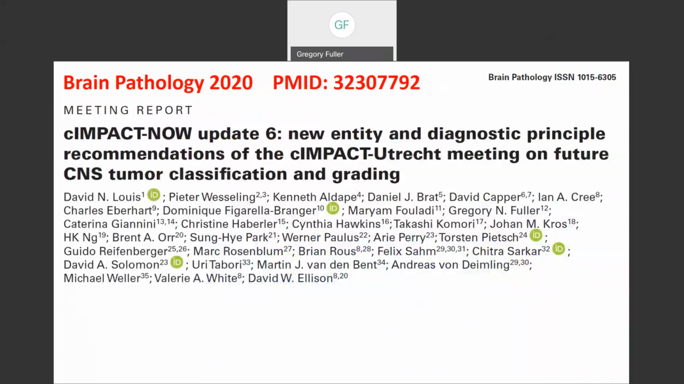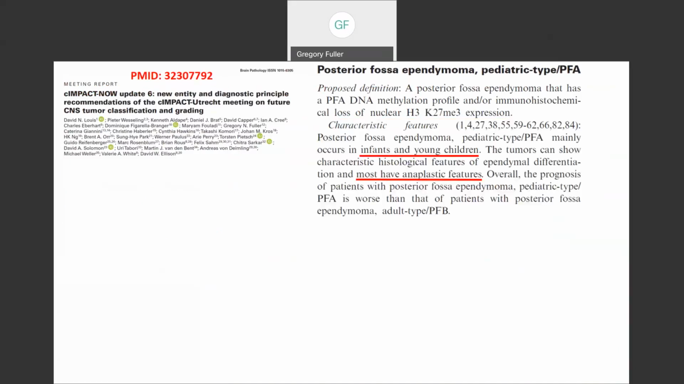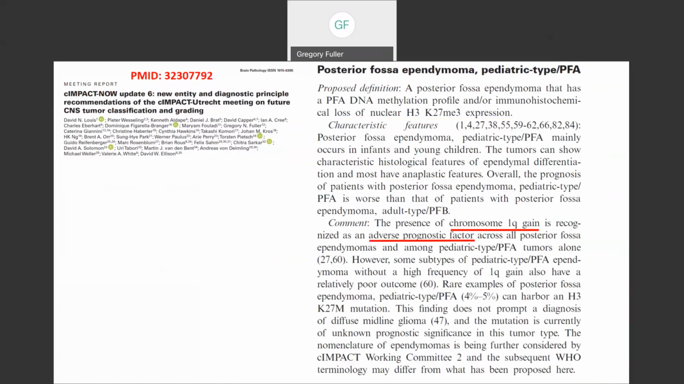All right, and here it is, cIMPACT 6. Look under this section dealing with posterior fossa pediatric type PFA: loss of nuclear H3K27ME3 expression, infants and young children, most common demographic, most have anaplastic features, most are grade 3, that's what we said, aggressive behavior. Chromosome 1q gain is an adverse prognostic factor, not only this, but actually all ependymomas, it also holds here. Listen to this, 4 to 5%, a minority, but a definite minority, can harbor an H3K27M mutation. So you wouldn't be shocked.